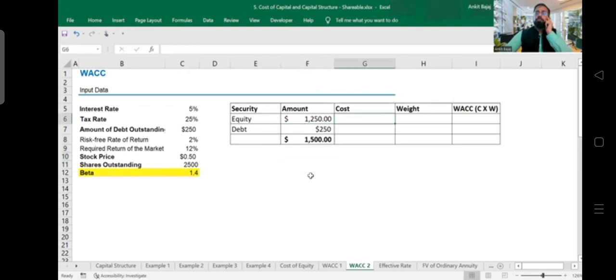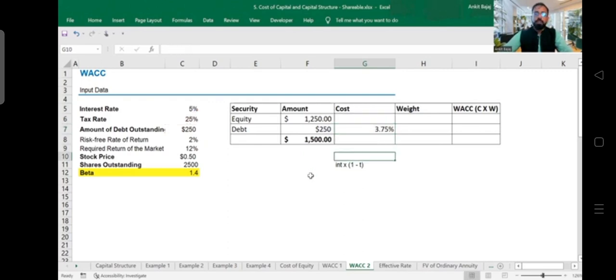Now, if I want to calculate cost of debt, I will be using this formula, that is interest into 1 minus T. So what is the interest rate? Interest rate is 5%. Multiply by 1 minus tax rate. So that is going to be 3.75%.